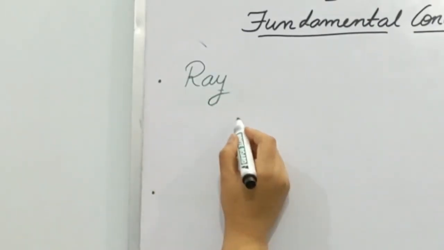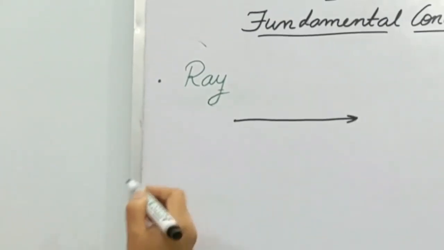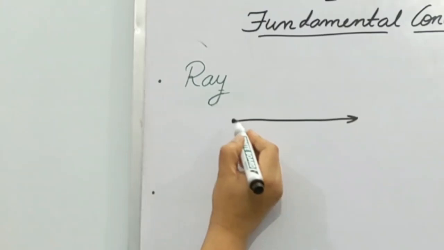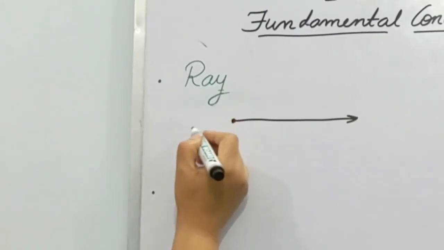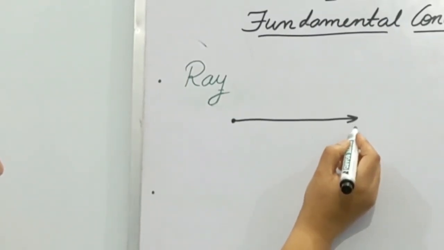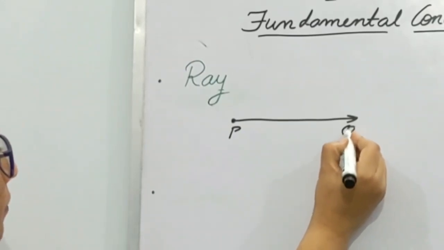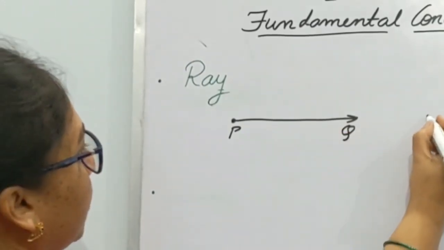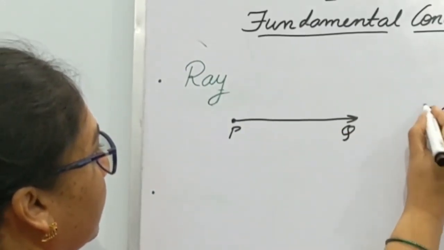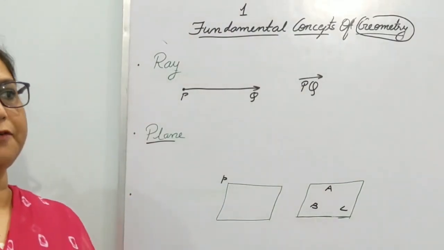A ray is a part of line from one endpoint of a line. So this one endpoint may be the starting point or the end point. So a ray is used to show directions, and it has only one endpoint. Symbolically how will you show ray? P, Q, ray.